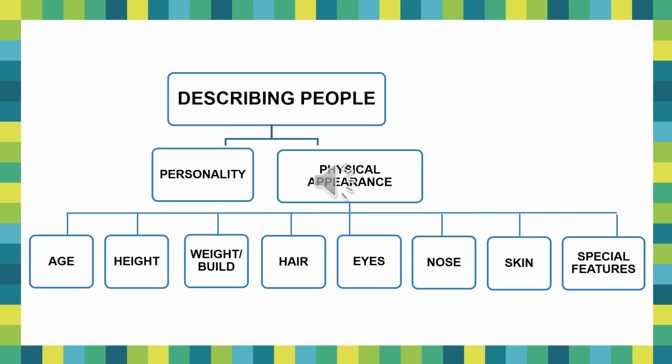In physical appearance, there are some other points that you need to understand, such as age, height, weight or build, hair, eyes, nose, skin, and special features. On the next slide, you will understand how to describe each sentence on each point.